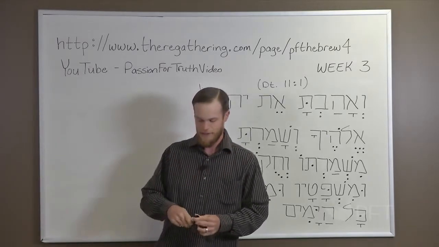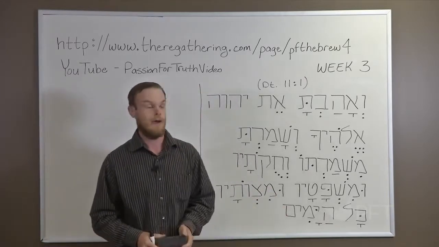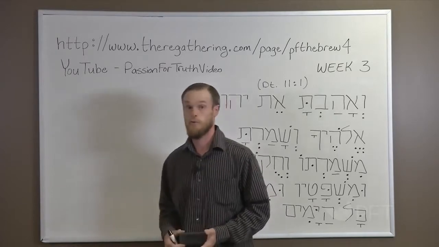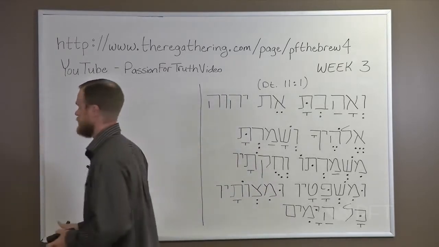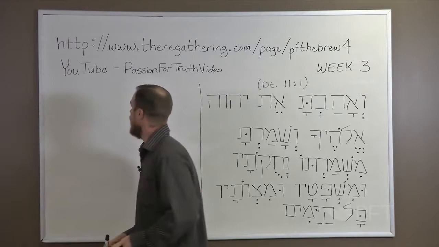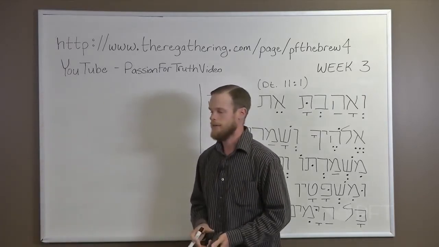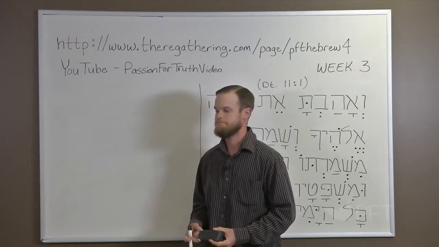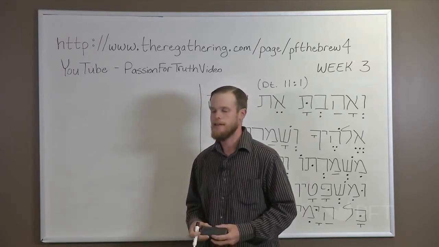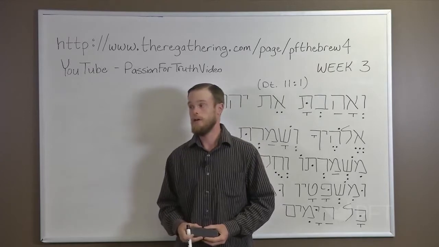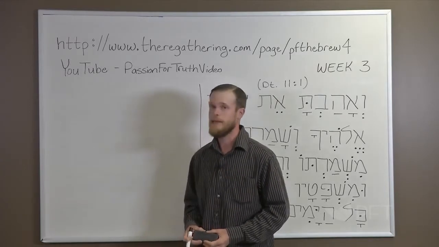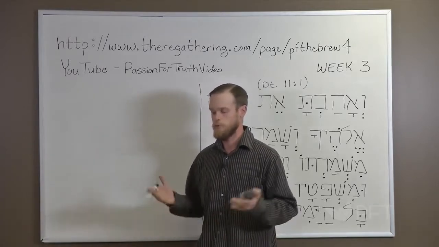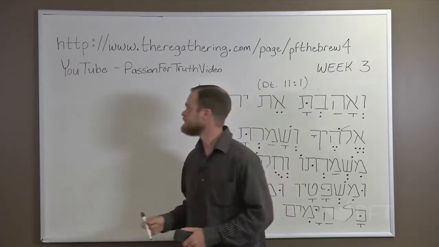Before I start, though, I need to cover an aspect of speech that I have not gone over before. So I will do that now. I mentioned before that in the future tense there is, it's not a tense, it's really properly called a mood, called the jussive. And the jussive is part of what's known as the volitional mood.